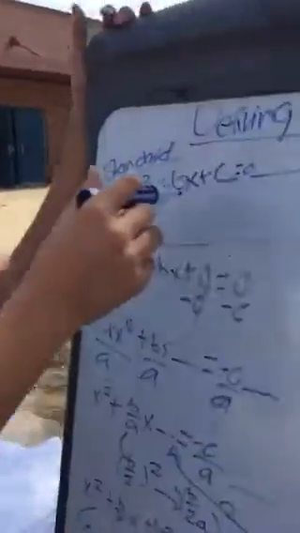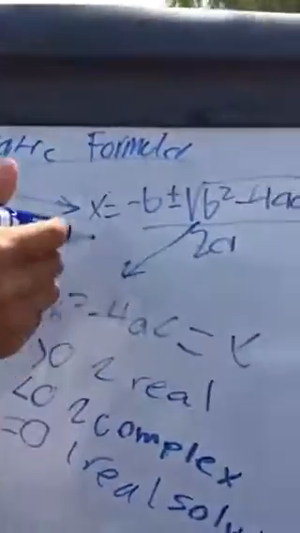There's 1 real solution. And then, thank you for watching my video. This is how you derive the quadratic formula from the standard form ax squared plus bx plus c equals 0, using completing the square, to get x equals negative b plus or minus the square root of b squared minus 4ac over 2a. Thank you for watching my video, and bye.